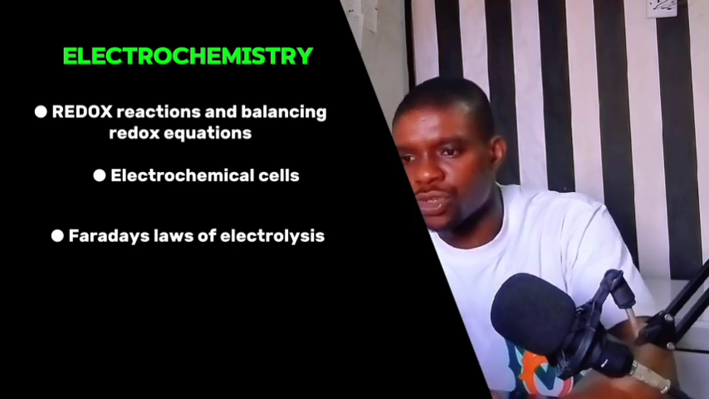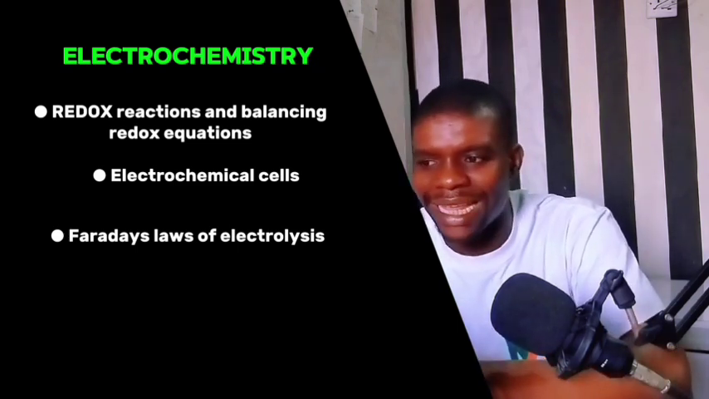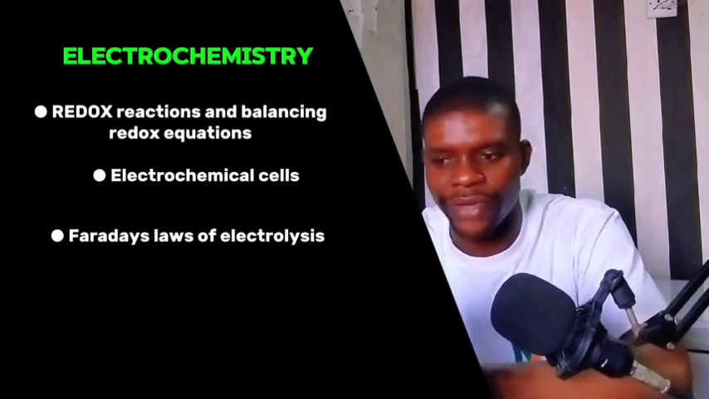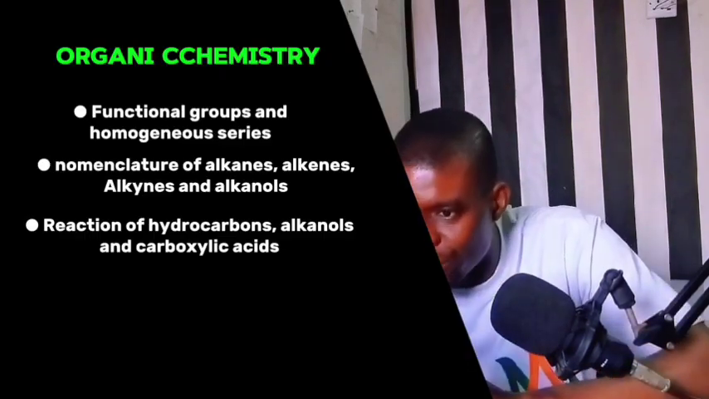Now under electrochemistry, we also have what is called the electrochemical cell, which is the galvanic and electrolytic cell. We are going to look at them very well. We are going to look at Faraday's laws of electrolysis. Yes, we have to do most of the calculation under Faraday's law of electrolysis, because I want to see question.